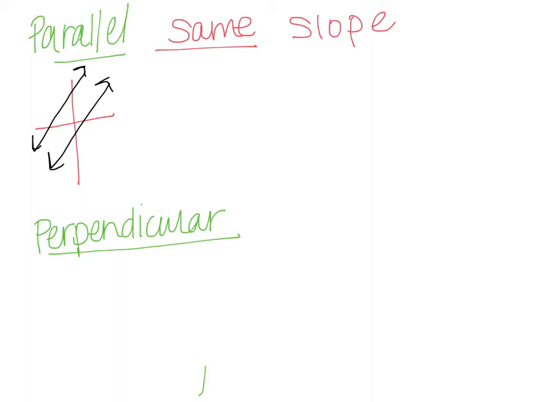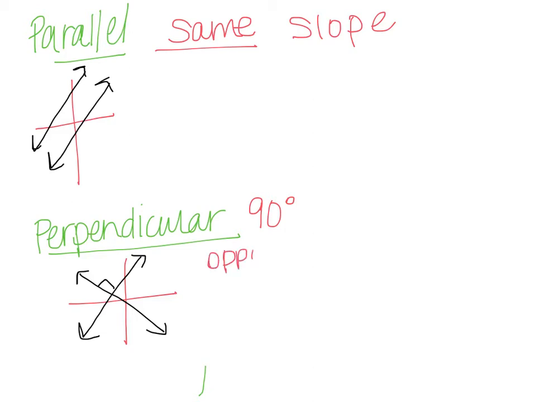If we're talking about perpendicular, remember this is a 90-degree angle. If we have a coordinate plane, I'm going to have one line that's positive and one line that's negative, or one that's horizontal and one that is vertical, and we make that 90-degree angle. So what perpendicular lines have are opposite reciprocal slopes.